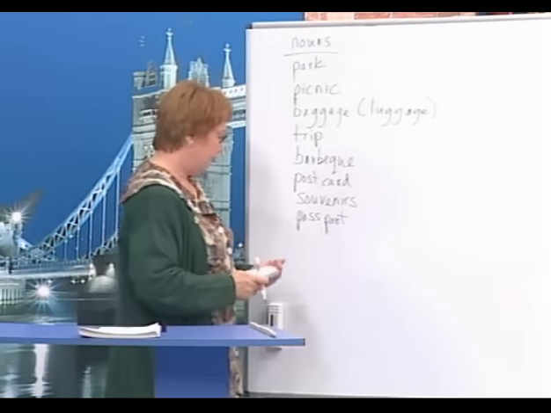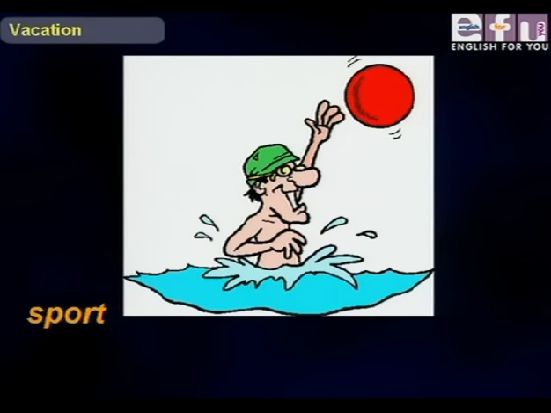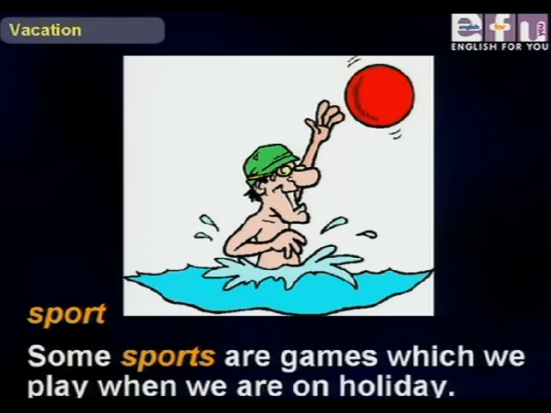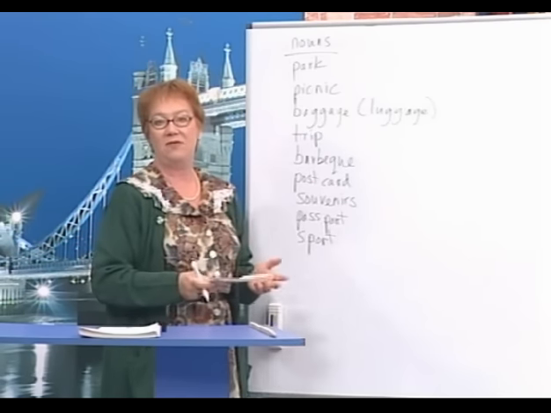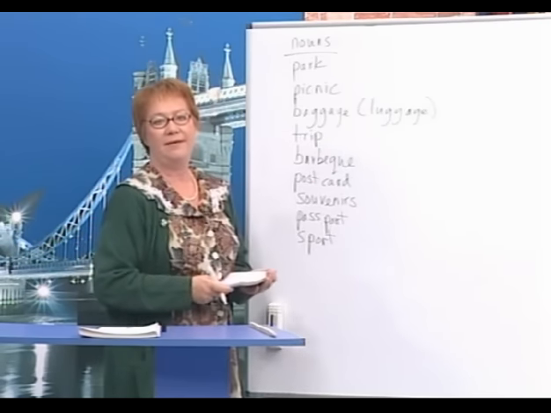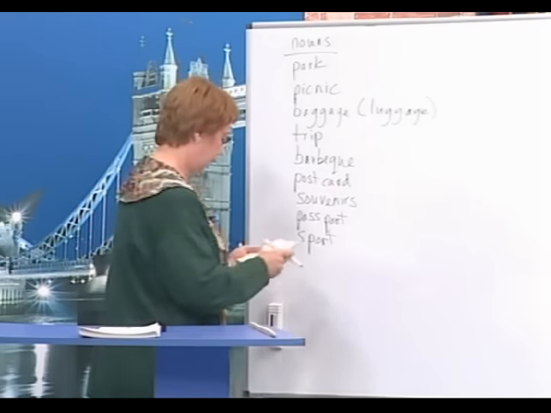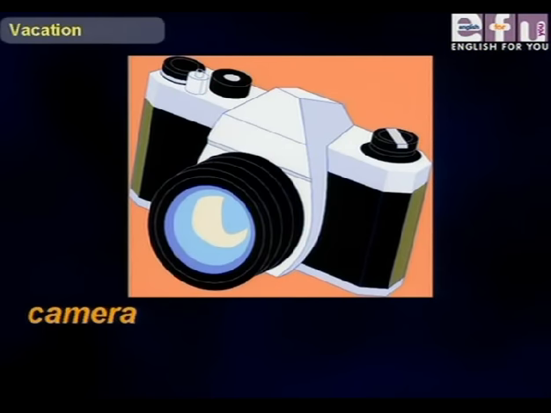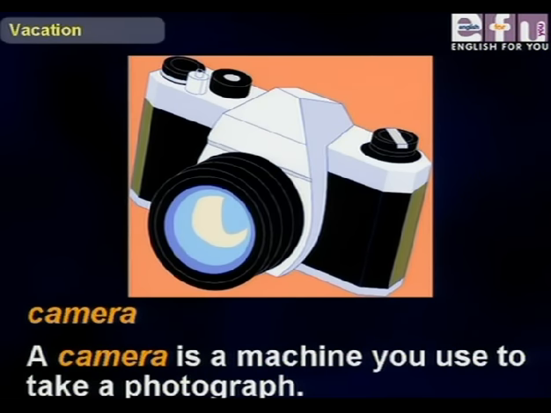All right? Next is sport. We saw this before. Some sports are games which we play when we are on holiday. For example, beach volleyball or water polo. And finally, we have, very important, a camera. A camera is a machine you use to take a photograph.